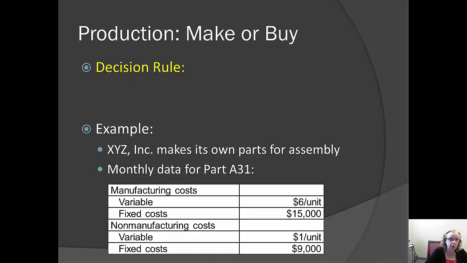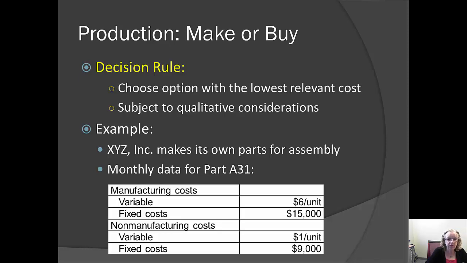This is all about saving costs. So, the decision rule for a make or buy decision is: choose the option with the lowest relevant cost, subject to qualitative considerations. Remember, one of our basic rules is that numbers advise us, but they don't rule us. So the first thing we do is look at how much it costs to make the component, how much it costs to buy the component, and then we think, is there any reason to choose differently?